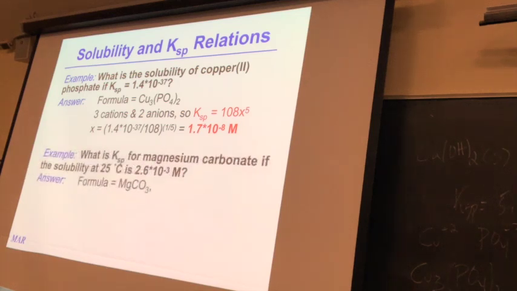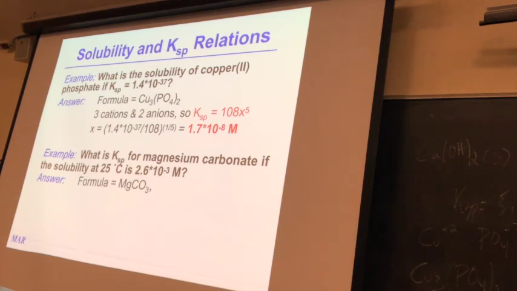Now, sometimes you have solubility and you want to turn it into KSP, and that's something that happens too. So let's say we're studying magnesium carbonate, MgCO3, and we want to figure out what its KSP is. So we figured out this number, that it takes 2.6 times 10 to the minus 3 moles of magnesium carbonate in a liter to start making the solid form. But we want the KSP.